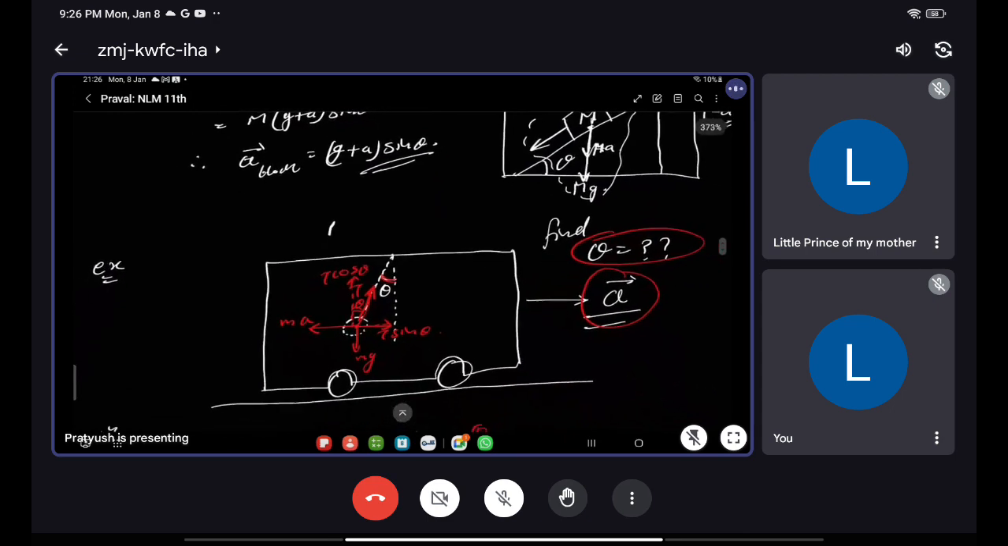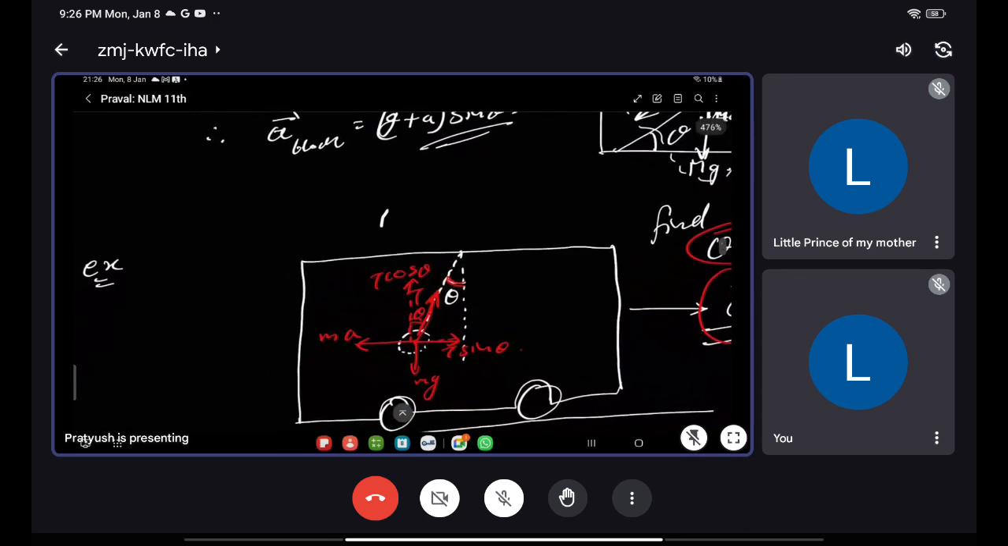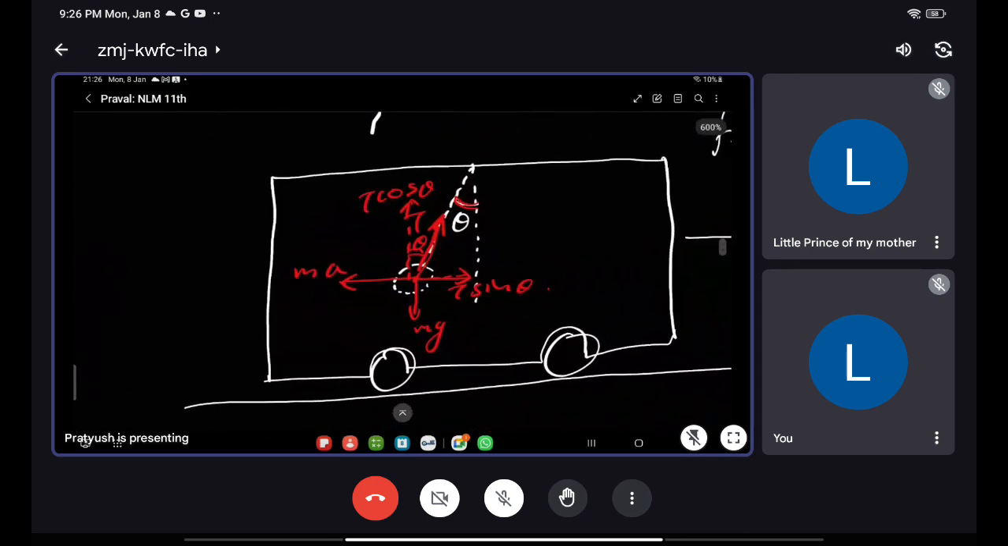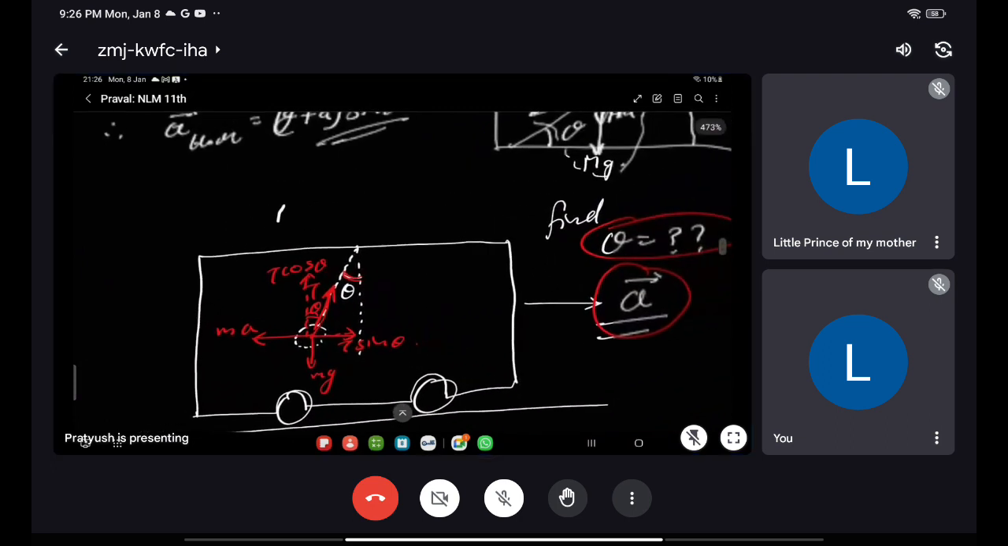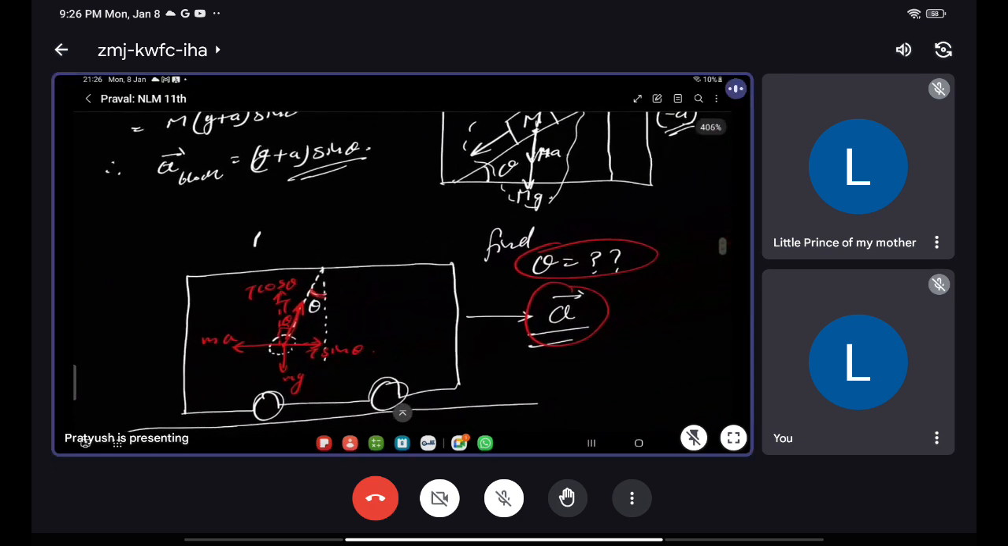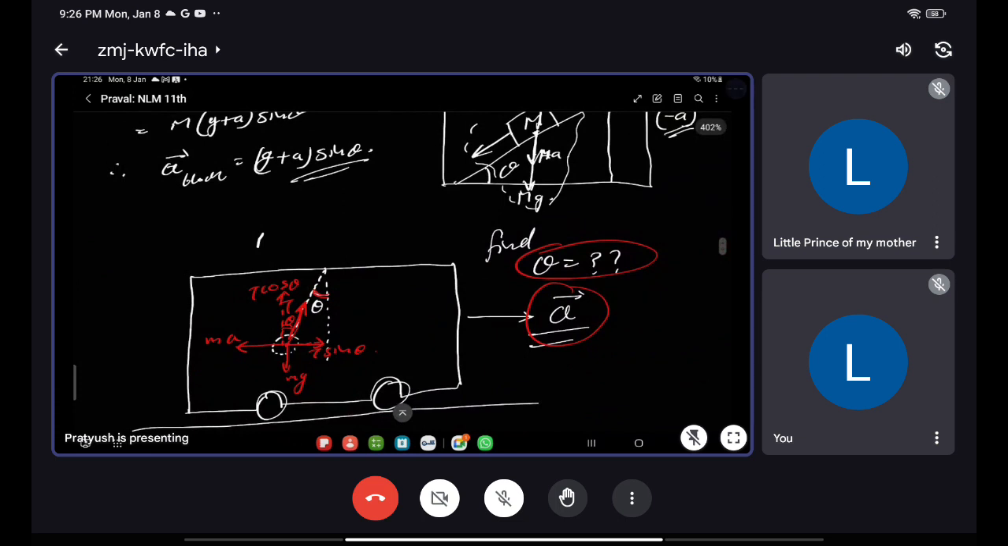Now, see this question. In this question, a bus is accelerating with an acceleration A, and because of that acceleration, the ball which is hanging is making some angle theta. Okay, you need to find out what is this angle theta.